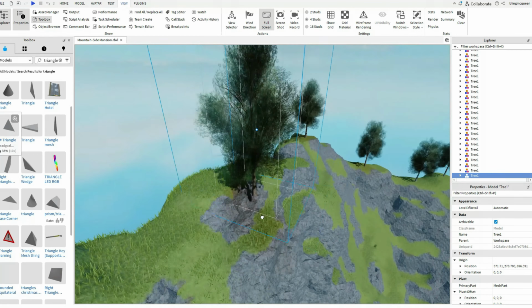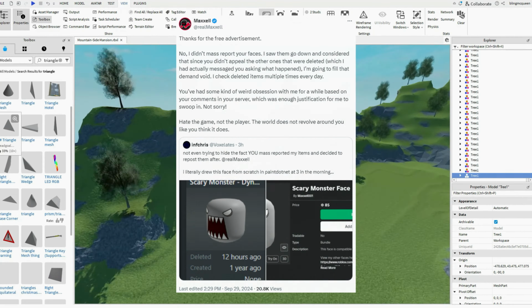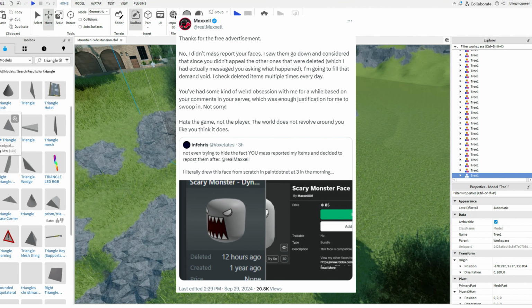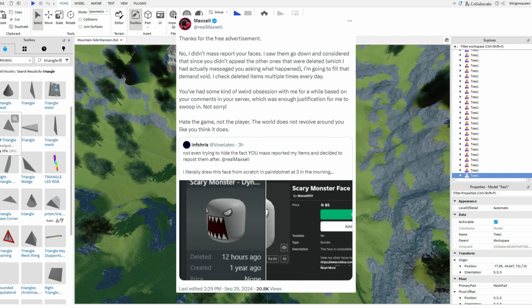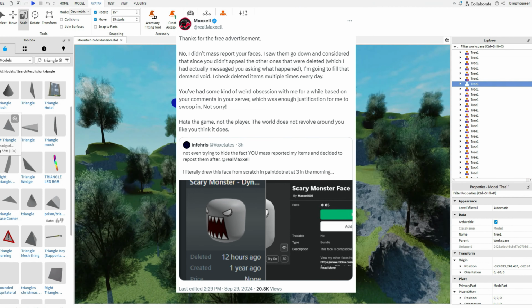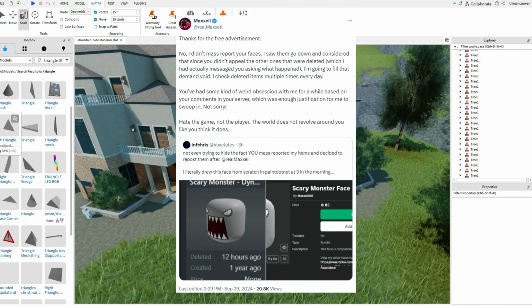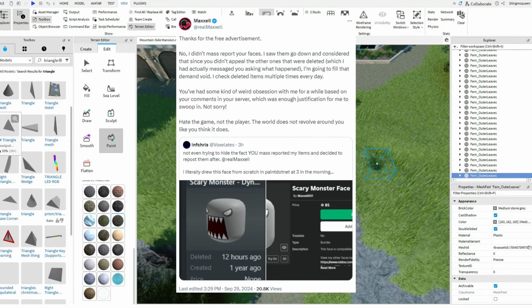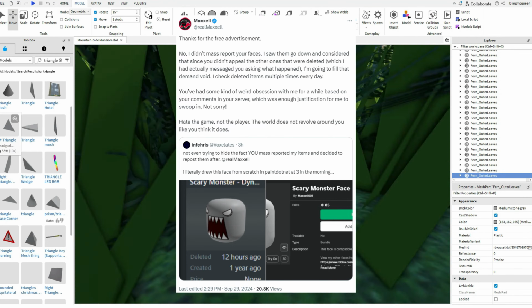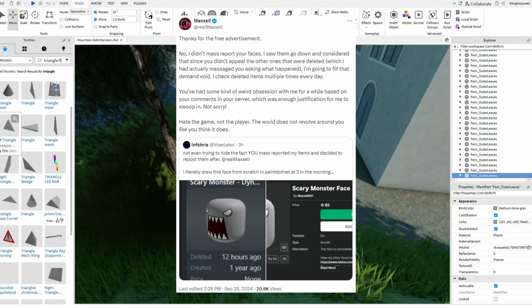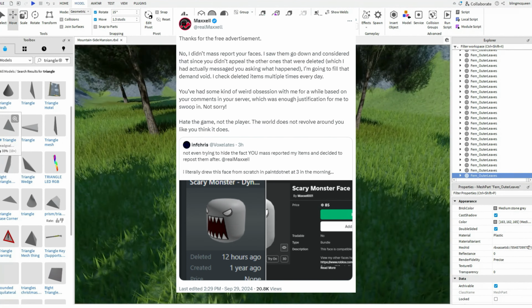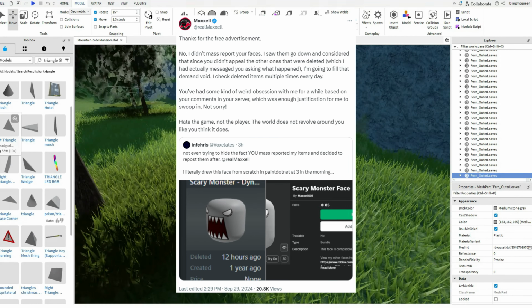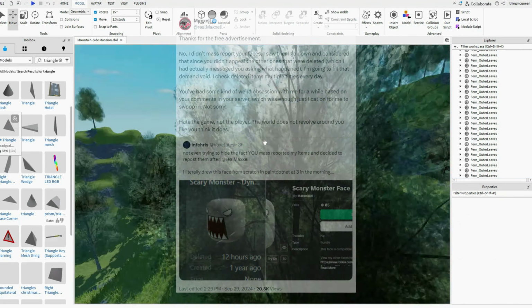Let's read his response. "Thanks for the free advertisement. No, I did not mass report your faces. I saw them go down and considered that since you did not upload the other ones that were deleted, which I had actually messaged you asking what happened, I'm going to fill that demand void. I check deleted items multiple times every day. You've had some kind of weird obsession with me for a while based on your comments in your server, which was enough justification for me to swoop in. Not sorry. Hate the game, not the player. The world does not revolve around you like you think it does."